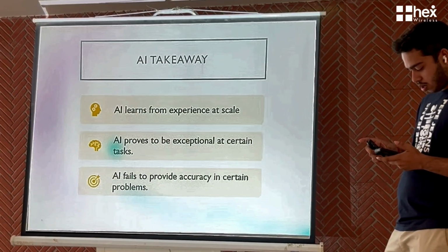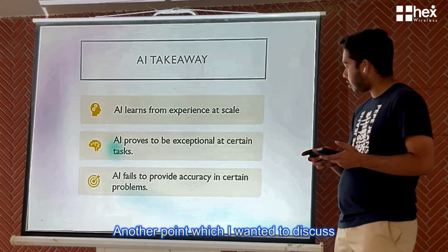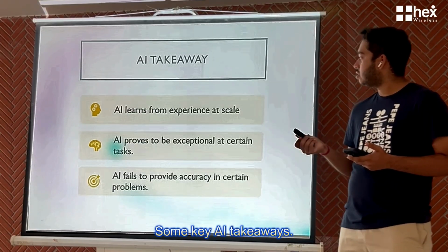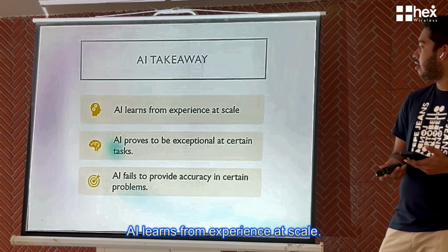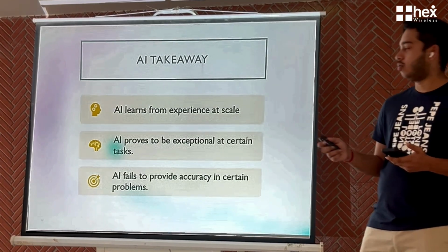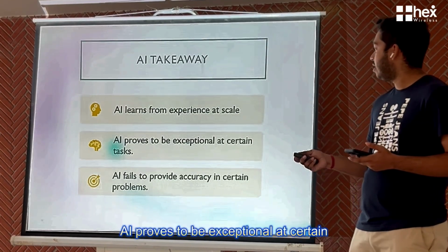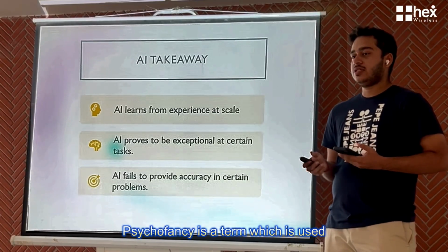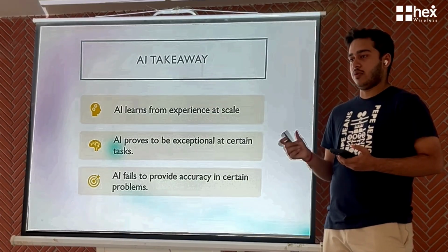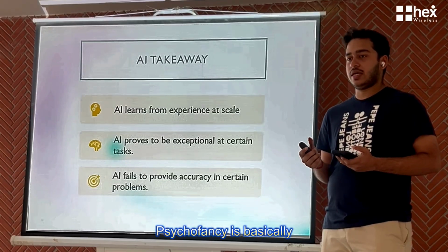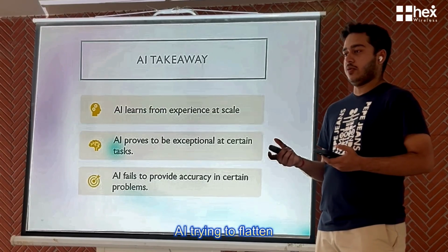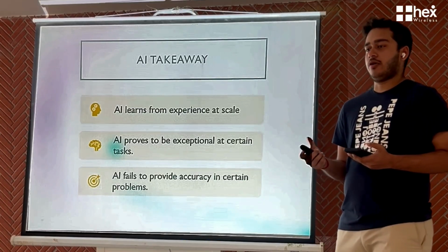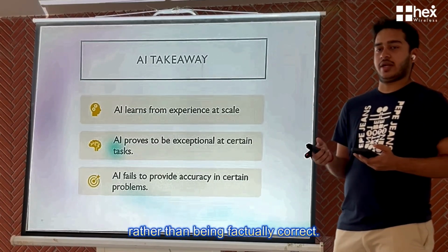So, another point which I wanted to discuss is sycophancy. Some key AI takeaways: AI learns from experience at scale. As I said, the more data you give to AI, the more it will learn. After that, AI proves to be exceptional at certain tasks, but not everything. Sycophancy is a term which is used nowadays, if you have heard of it. Sycophancy is basically AI trying to flatter you, or trying to give you results in order to please you, rather than being factually correct.